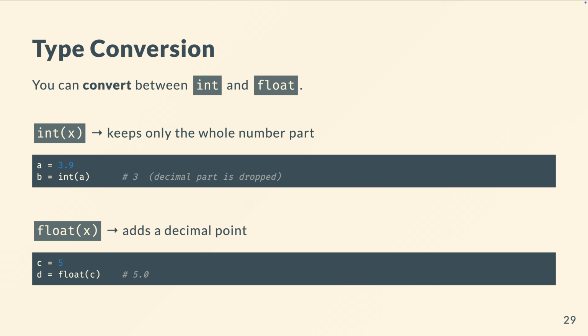float of x converts a number to a float by adding a decimal point. If c is 5, then float of c becomes 5.0. This can be useful when you want your result to behave like a decimal number.